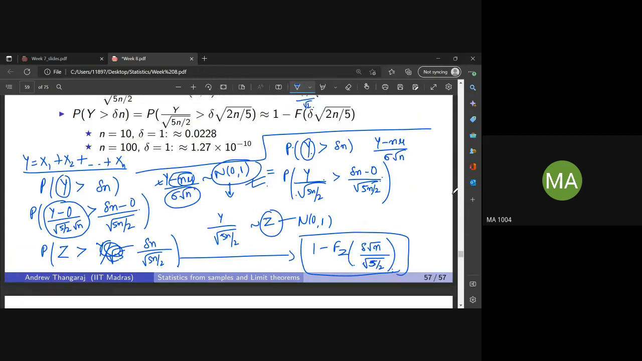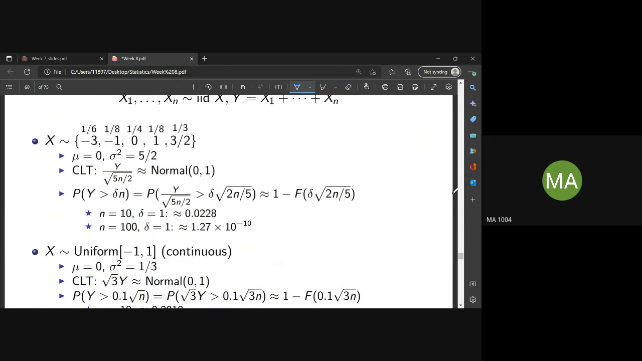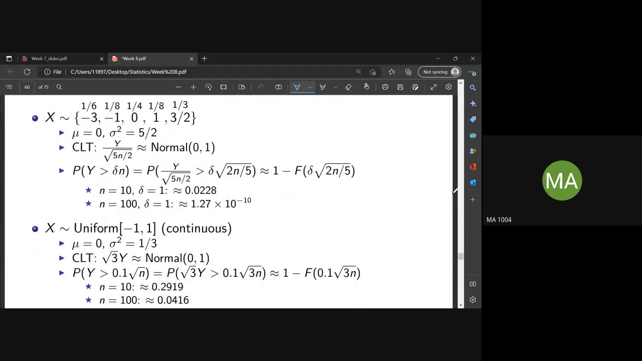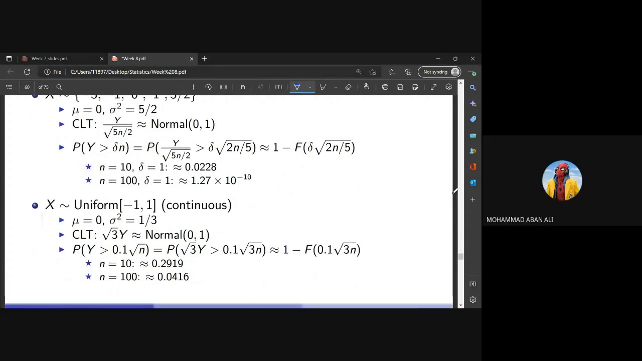Now you will see that, keeping the delta constant, if you keep on increasing the value of n, how does your probability change? So it goes down and down. The probability keeps on decreasing. Yes, ma'am.